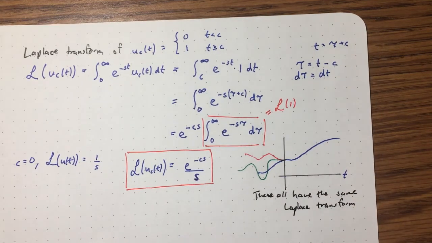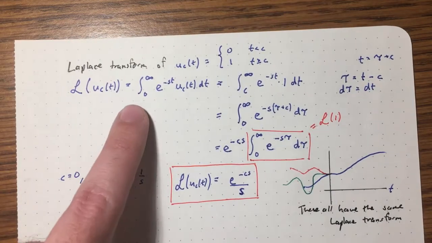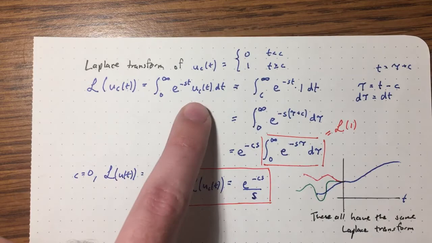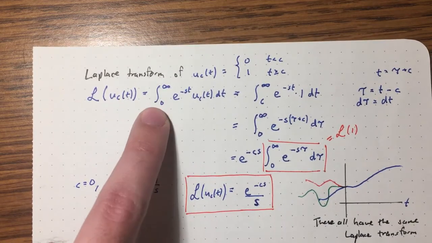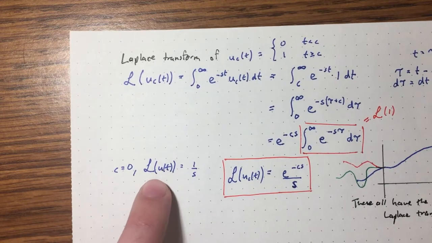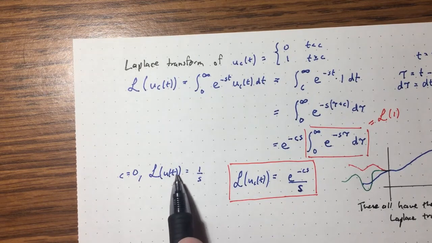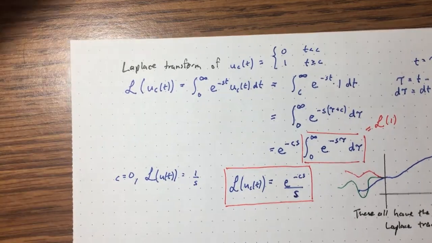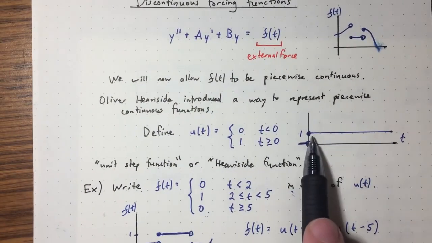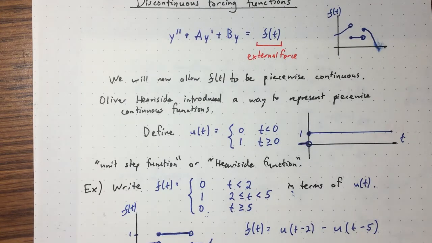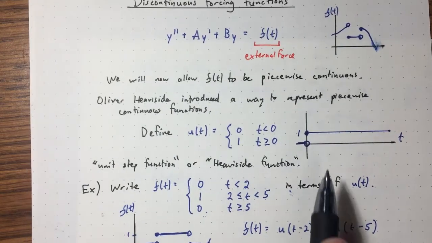Why is that? It's because the Laplace transform ignores anything less than 0. It only integrates our function times e to the minus st from 0 to infinity. And so in terms of the Laplace transform, the function u of t and the function 1 are indistinguishable, because they have the same values for t greater or equal to 0. So that's really the sense in which the Laplace transform is unique.